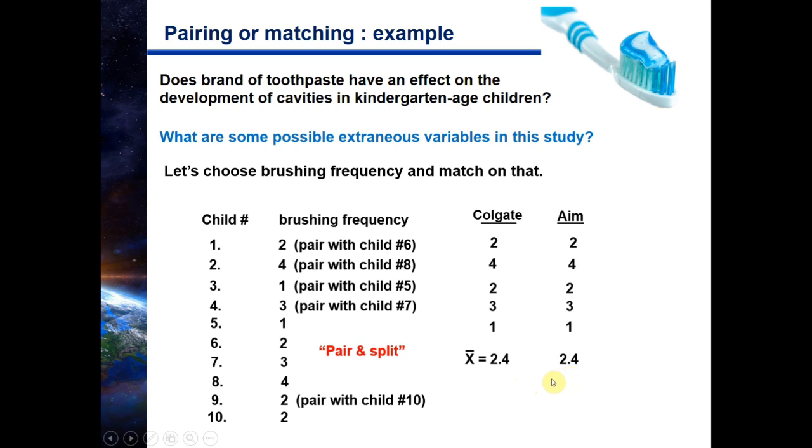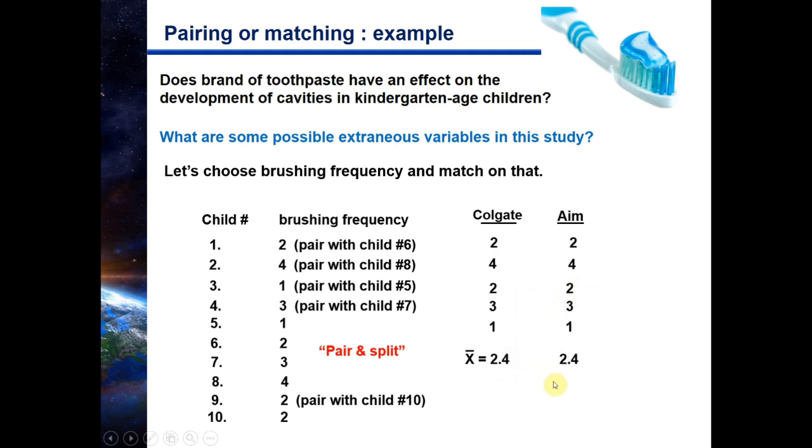Now, they won't always be identical. What if you had a child who brushes 7 times a day? Well, maybe you're not going to have another child that brushes 7 times a day. Maybe you're going to have one who brushes 6 times a day. So don't expect that these means here will always be equal. They just need to be, statistically, these two means should be not significantly different. All right, so these should be statistically equal. And that occurs because you made sure that they were equal by the pair and split method.